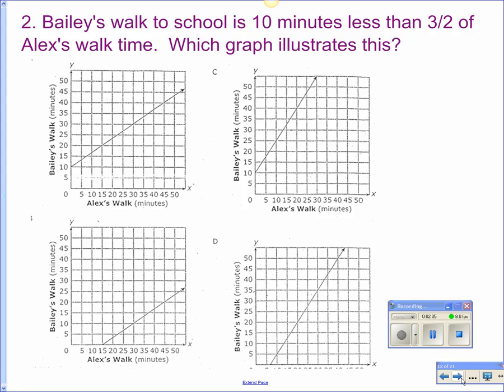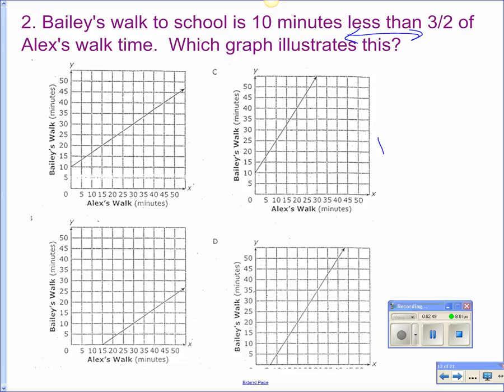Number 2, Bailey's walk to school is 10 minutes less than 3/2 Alex's walk time. Which graph illustrates this? Okay, this one is tricky, so let me explain this. If I tell you, what is 10 less than 100? In your head, you just did 100 minus 10. In your head, you switched it around. So with less than, we're going to have to switch it around, which I know is weird.